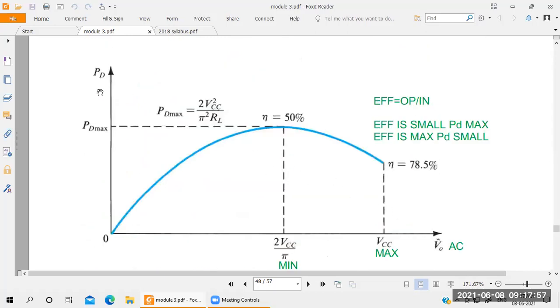Then you take the power dissipation curve. This one is V naught versus power, that is, output voltage versus power consumption. Here they have taken the minimum output voltage first, and after that the maximum output voltage. The minimum output voltage you can take as 2 into VCC divided by pi, and the maximum output voltage is VCC. Understood? When there is a minimum voltage here, the power consumption increases. If you take the maximum output voltage, the power consumption decreases, and once power consumption decreases, the efficiency becomes more.